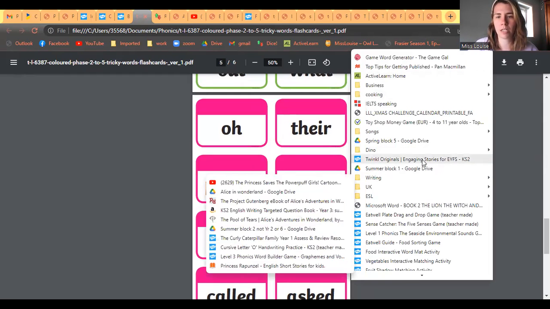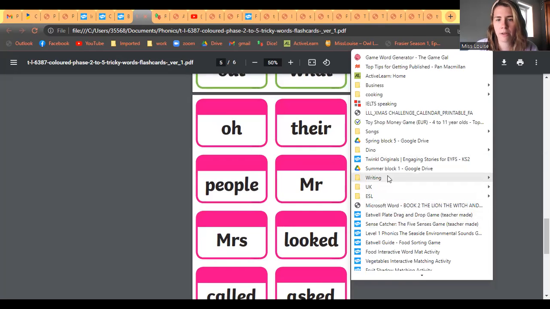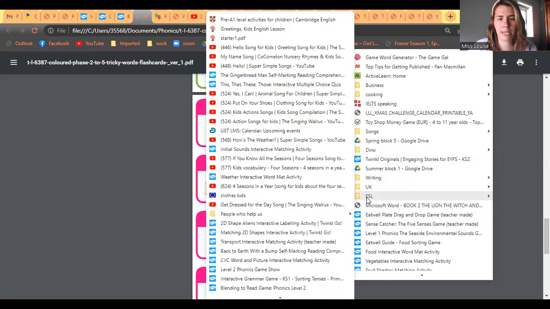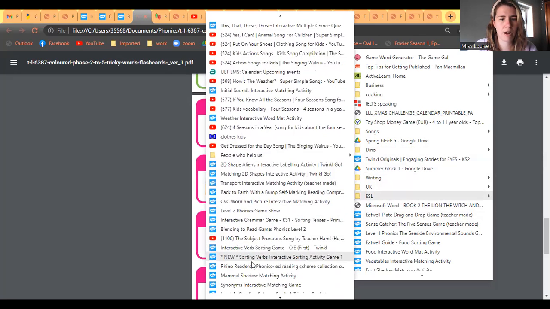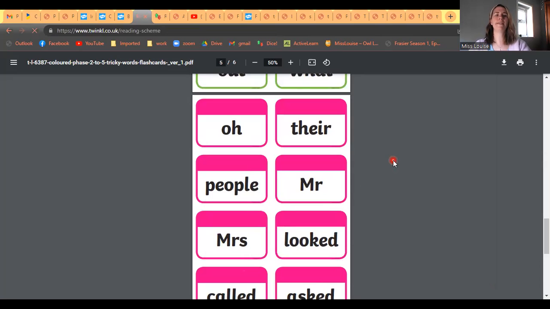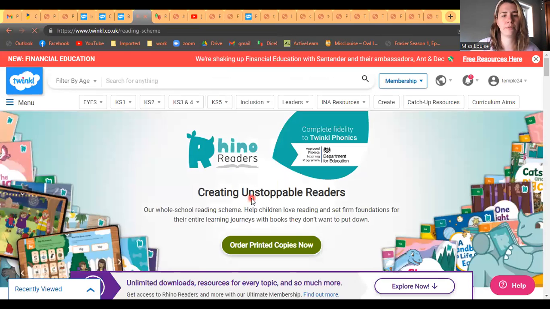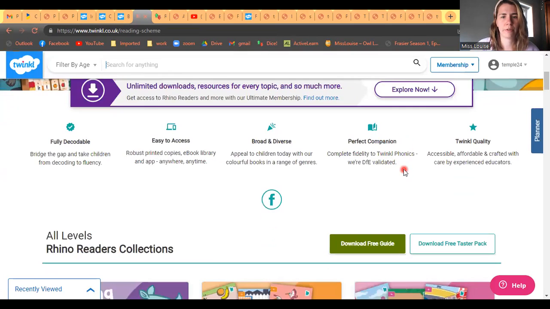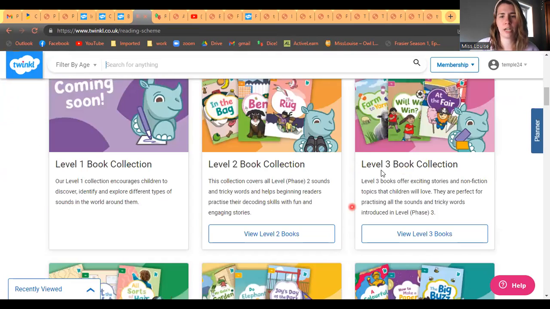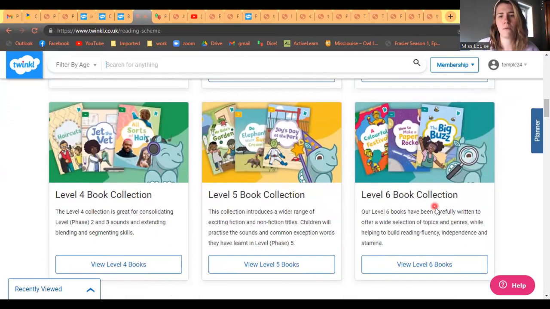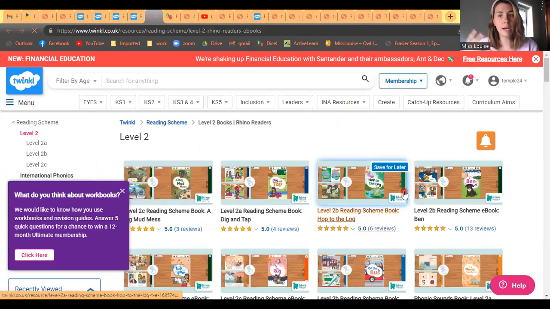And I have a ton of stories. The reading scheme that I'm using, again, it's from Twinkle, and it's called Rhino Readers. They have books for all levels. So again, I'll just show you level 2. As you can see here in the collection, you've got level 2, level 3, 4, 5, and 6. And it uses what you've learnt in your phonics lessons.